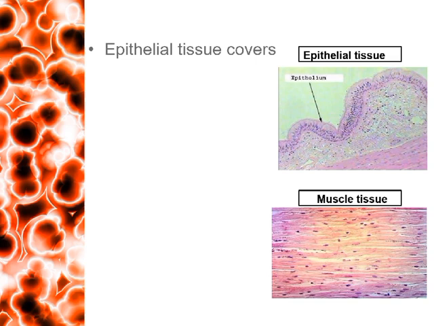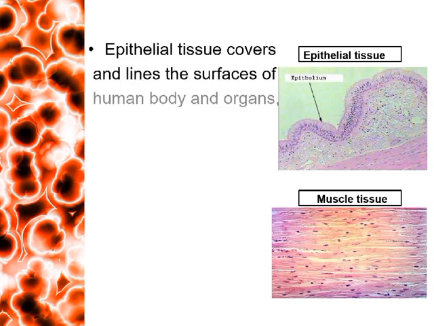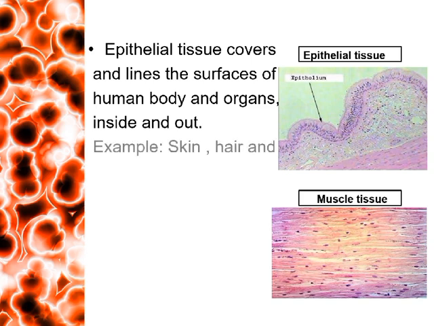Next, there is epithelial tissue. Epithelial tissue covers and lines the surfaces of the human body and organs inside and out. It also lines hollow cavities and forms glands. The examples of epithelial tissue include skin, hair, and fingernails.